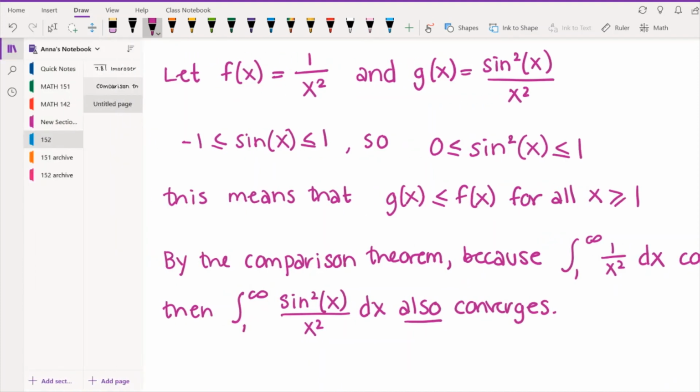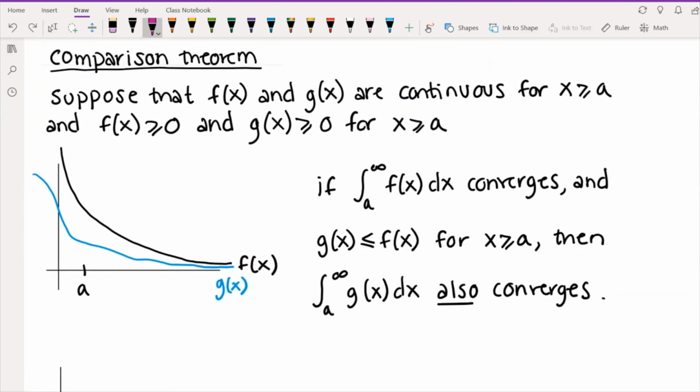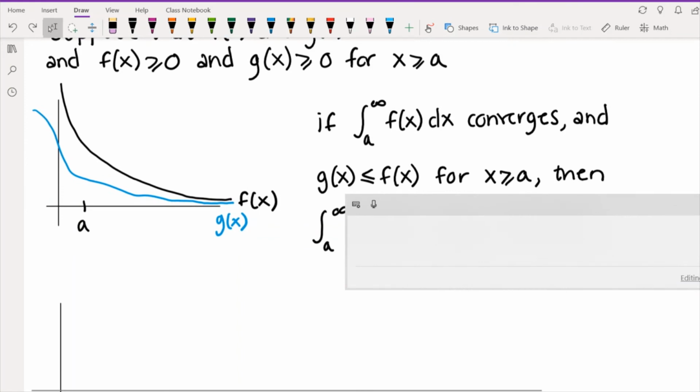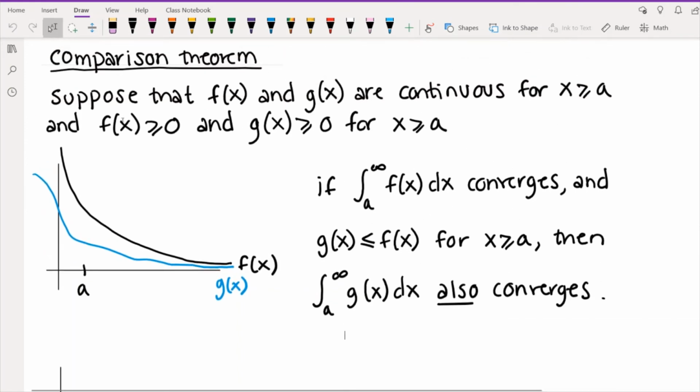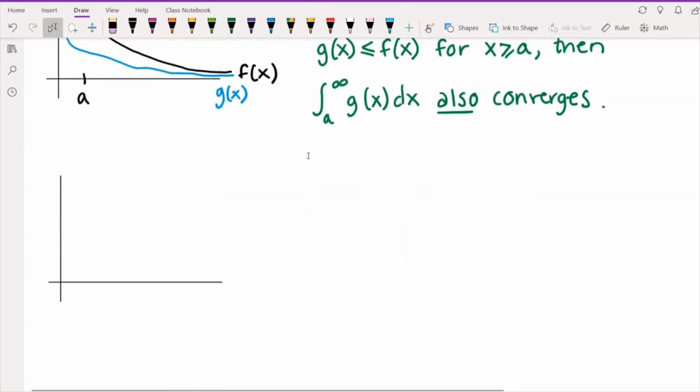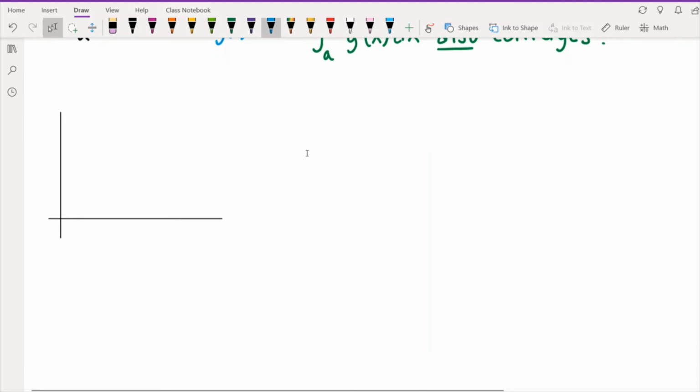Okay, so there's another version of the comparison theorem, which is basically the other way around. We're still going to use these same kind of things at the beginning. Maybe I'm going to make this a different color so that it doesn't look like it's grouped with that. We're still talking about functions that are continuous, and we're still talking about functions that are positive. But now let's say that you have a function that actually diverges. So again, I'm going to draw a function f of x. And let's say it's like 1 over x or something. So let's say it diverges.